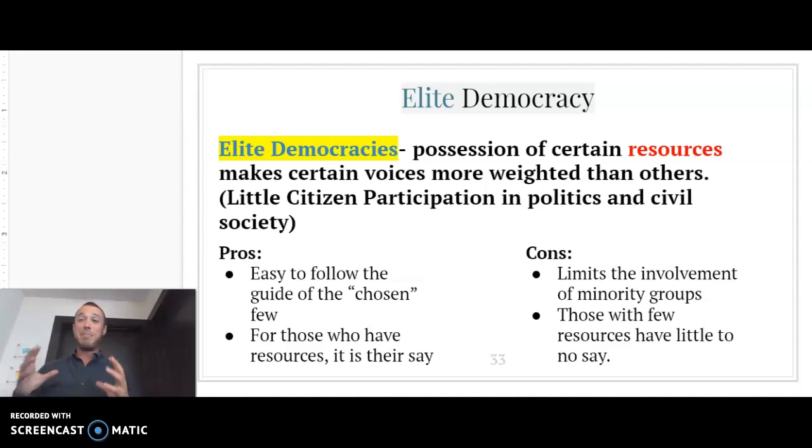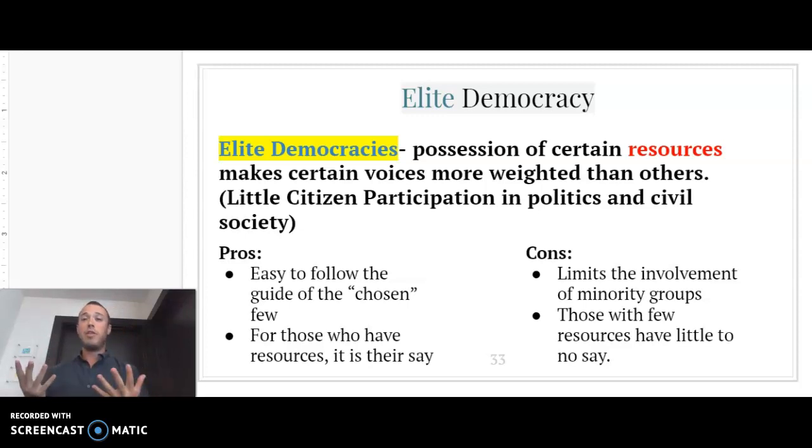So, elite democracy. Who has a say? People with certain resources. These resources can be all sorts of things. Education, class. It can also be things as obvious as money. Of course, money is a major resource. We're going to see which resources are important to our framers when we look through Federalist 10.